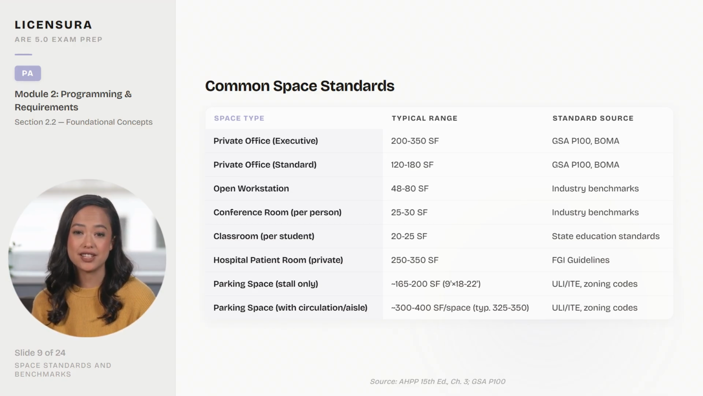A standard parking stall by itself is roughly 165 to 200 square feet, a 9 by 18 to 9 by 22 footprint. But once you allocate the drive aisle and circulation that the stall actually depends on, the figure jumps to about 300 to 400 square feet per space, with 325 to 350 as a common planning number. These are starting points that must be adjusted for each project's specific needs.